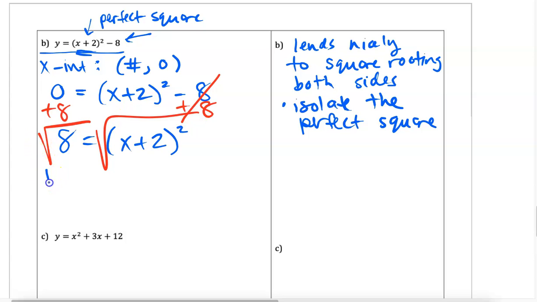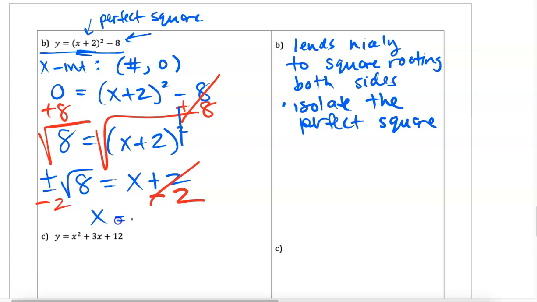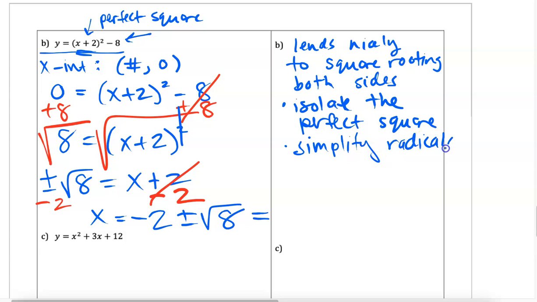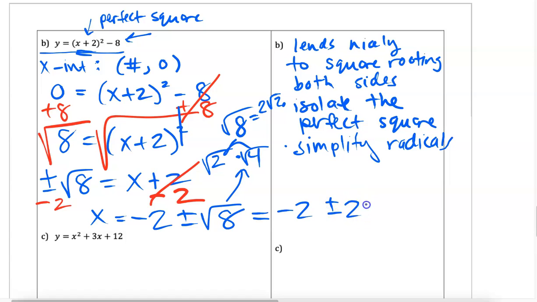So then I'd have, but just don't forget the plus and minus. Plus and minus the square root of 8. Meanwhile, on the right-hand side, the square root and the square cancel out. And then I would just need to subtract 2 to my other side. So I can see that my x-intercepts would be -2 plus or minus the square root of 8. And then I do want you to simplify radicals if you can. Since I know that 8 can break into 2 and 4, and I can square root the 4, the square root of 8 would become 2 rad 2. So this is -2 plus or minus 2 square root 2.